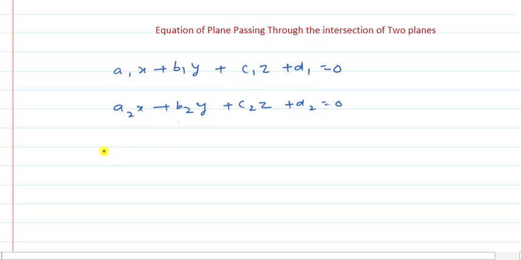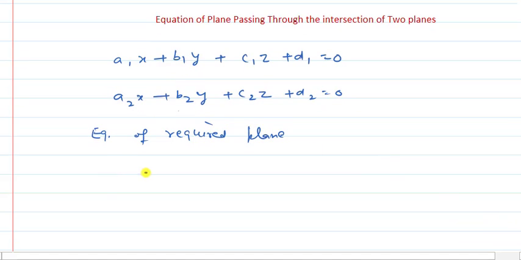So directly we have one equation of a plane which will be the equation of the plane passing through the intersection of these two planes. So the equation of the required plane, here the required plane is the plane which passes through the intersection of these two. So the equation of this required plane will be as follows. Let me name this as plane 1 and this as plane 2.